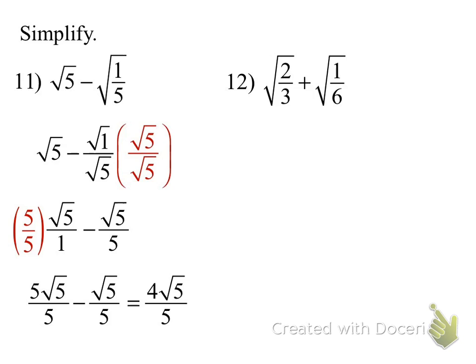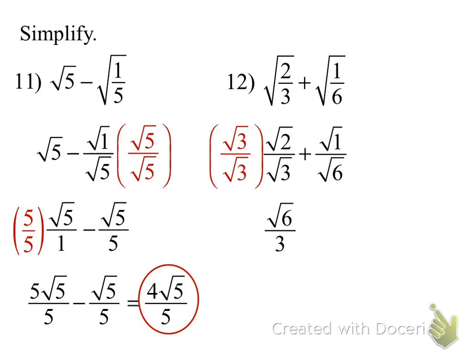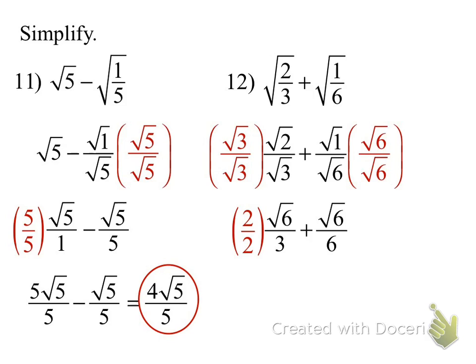Now check your work. Okay, we have to get rid of our radicals in the bottom. So for the first fraction, what am I going to multiply it by to get rid of the radical? Radical 3 over radical 3. And the second one, radical 6 over 6. And then to clear my denominator, multiply both sides to get a common denominator of 6. And I end up with 3 radical 6 over 6.